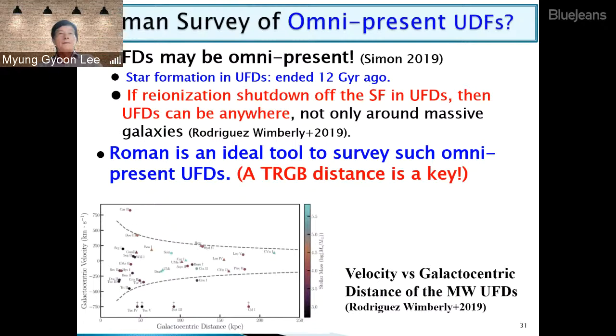By the way, these UFDs may be omnipresent because star formation in these galaxies ended about 12 billion years ago. If reionization shut down the star formation in these galaxies, then UFDs can be anywhere, not only around the massive galaxies. So it was shown by simulations by Rodriguez Wimberly 2019. So Roman is an ideal tool to survey such omnipresent UFDs, if any.